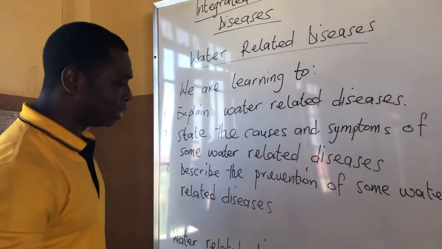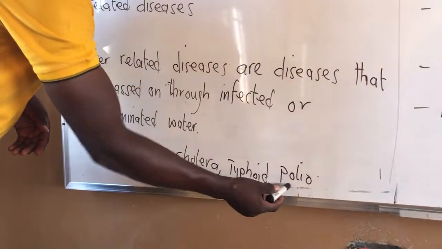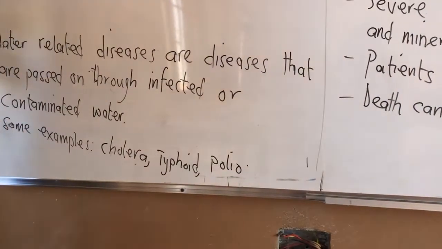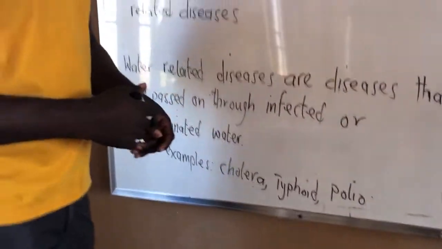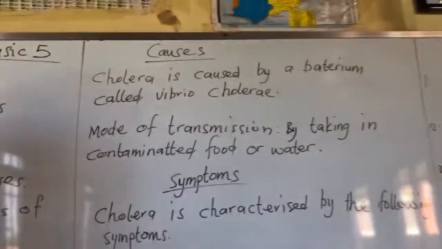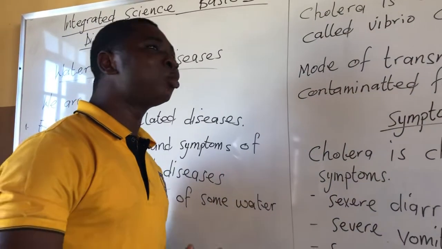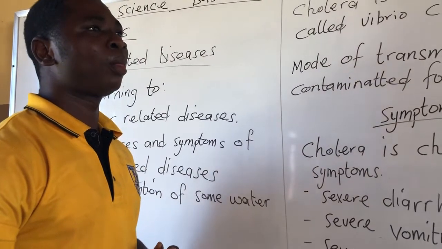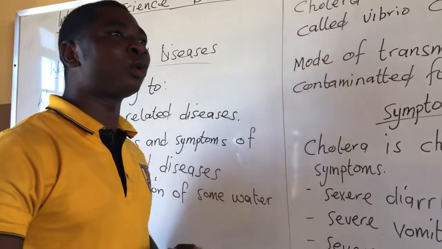Examples of water-related diseases are cholera, typhoid, and polio. We have some others, but we won't talk about these three. Today, we will talk about cholera. What are the causes of cholera? We've heard about cholera before. It kills a number of people. Within a year, more than 10,000 people die. So we want to talk about it so that we can keep ourselves safe from what?